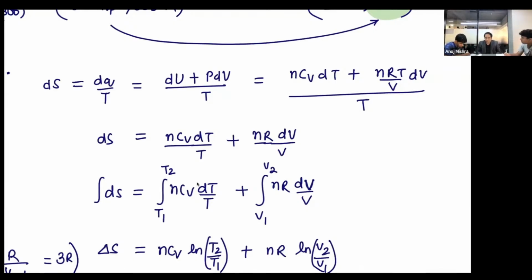Volume is not changing. Temperature is not changing. Basically, T1 and T2 are the same. So volume is not changing, it's isochoric. If volume is not changing, it's isochoric. V2 by V1 ln will be 0, so the second term becomes 0. The answer becomes n Cv ln T2 by T1.